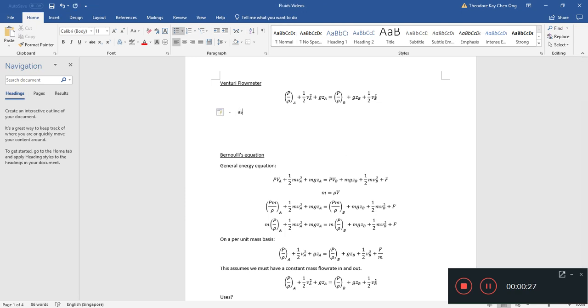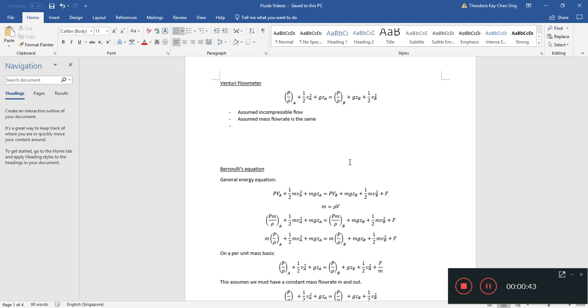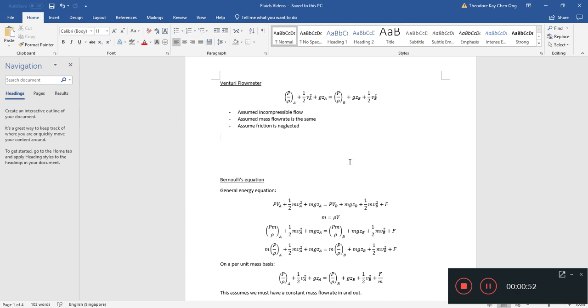Here we assumed incompressible flow. We have assumed the mass flow rate is the same. This is very important. And of course we assume friction is neglected. That's what we use to get our Bernoulli's equation. So now we want to talk about how it's going to be used to measure flow.